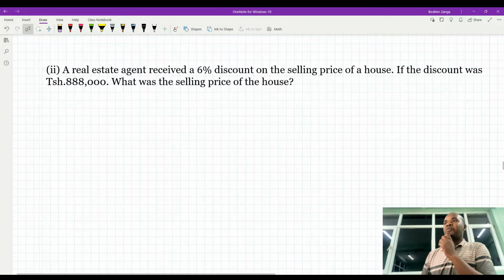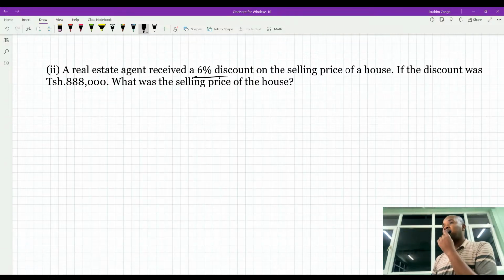We are going to jump to question number 5A, Roman 2. A real estate agent received a 6% discount on the selling price of the house. If the discount was 888,000, what would be the selling price of the house? So we are looking for the selling price.